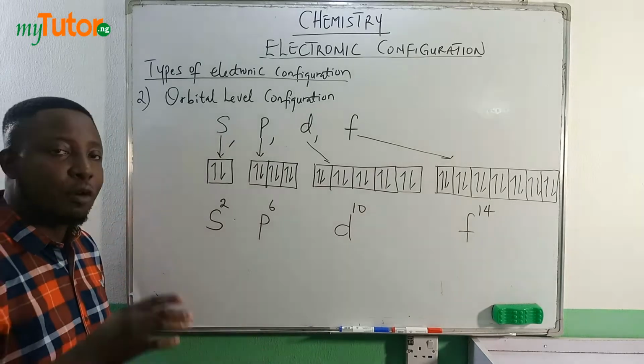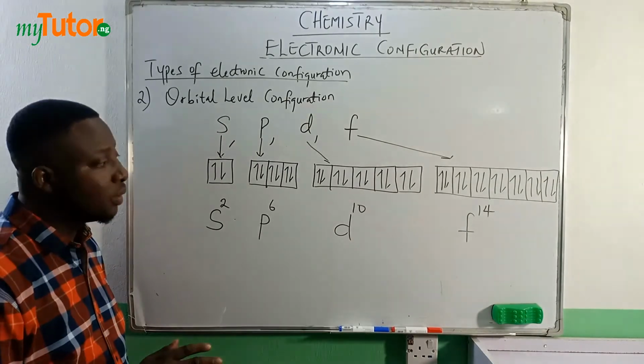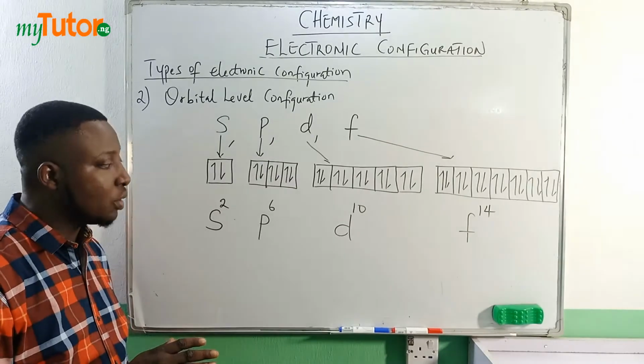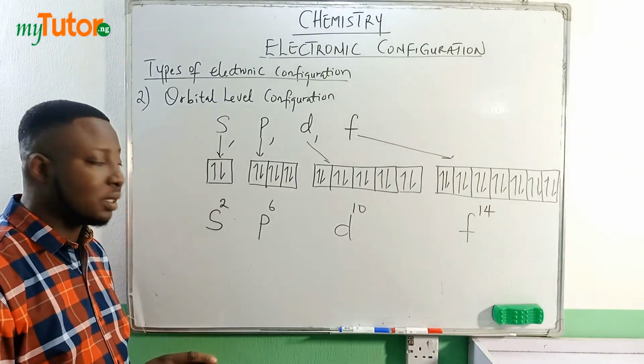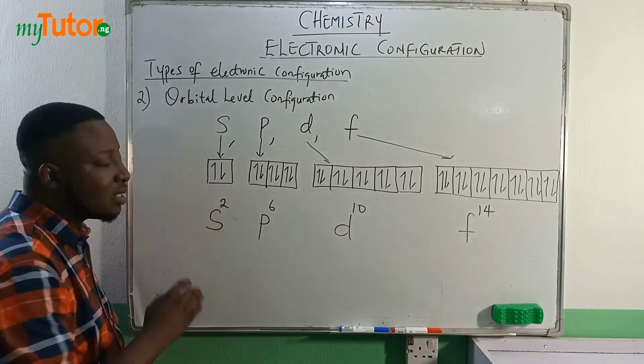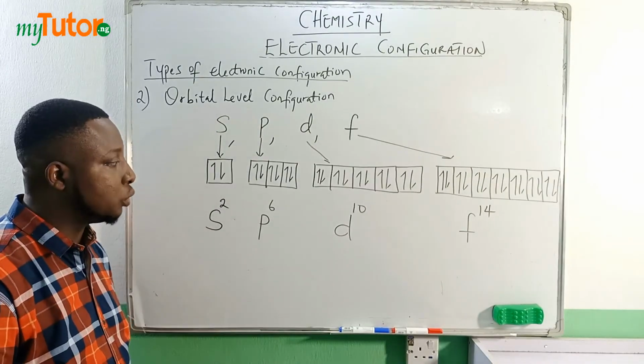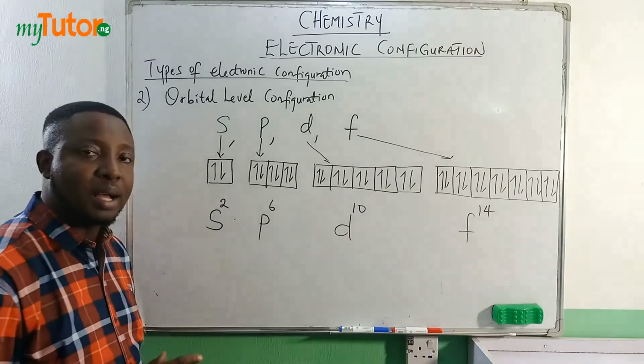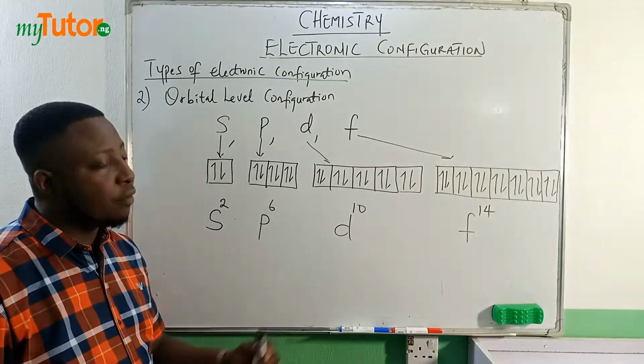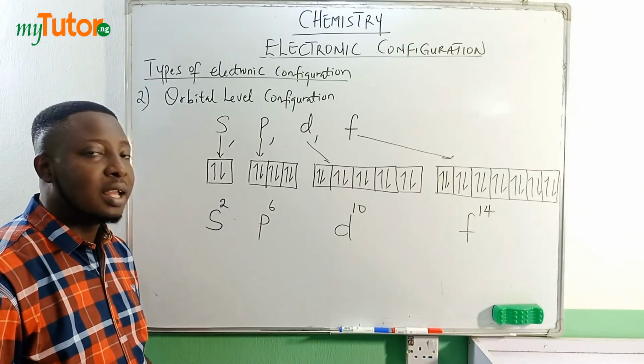So these are the 4 orbitals that we have in an atom and the maximum number of electrons that are going to be in each of the orbitals. The s orbital has a maximum of 2 electrons. The p orbital will have a maximum of 6 electrons. The d orbital will have a maximum of 10 electrons, and the f orbital a maximum of 14 electrons.